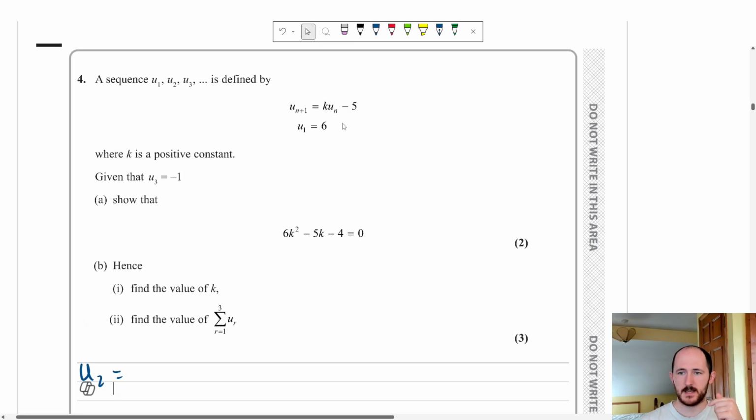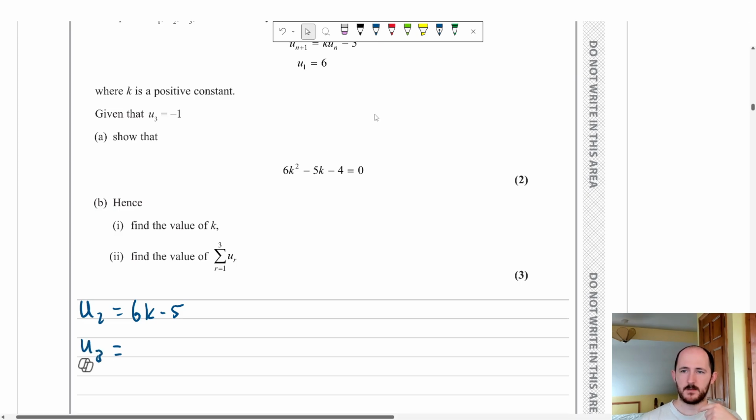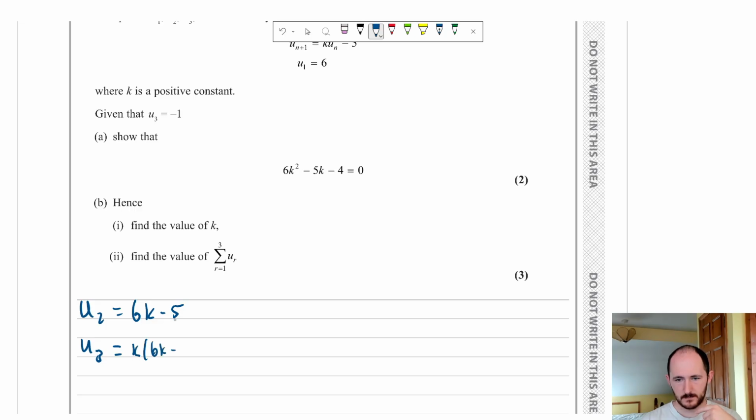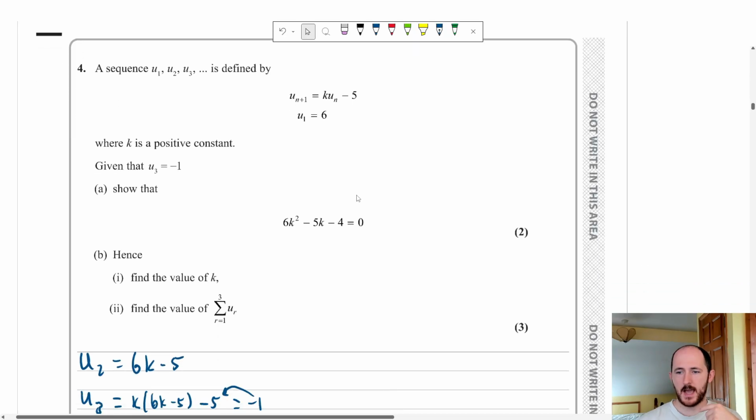So u2 is going to be k times u1, so it's going to be 6k minus 5, which means u3, which I already know is equal to -1, is going to be k times all of this, minus 5. Why am I doing another bracket? Cool. And we know that that equals -1. So let's expand, simplify, do all that fun stuff. Move the 1 over, we get -4 equals 0. And that's it, we're done.